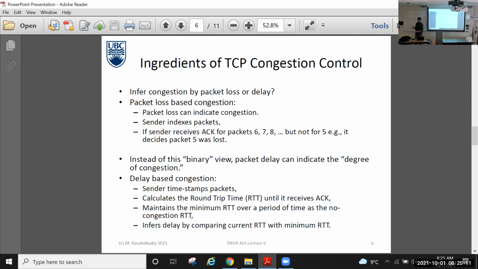Can anyone measure the delay? 2 seconds. Okay, so this is how we can measure the delay.